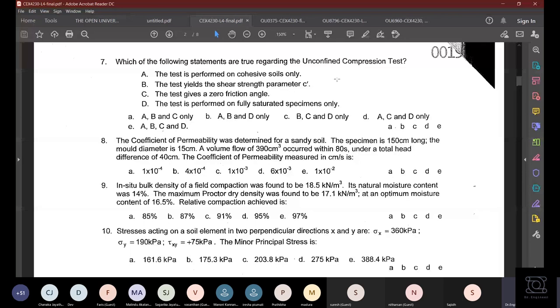The issue here is the unconfined compression test gives us a parameter called CU, that is undrained cohesion. But here they have not properly given what is C dash. Because there are a few parameters. So what is C? C is the cohesion under total stress. There's another parameter C dash, which we usually say is for effective stress. Under effective stress, we use this dash notation. So if we consider our usual notation and take this as C dash, then that is not the case. We get CU, undrained condition.